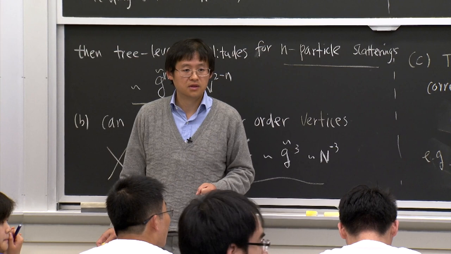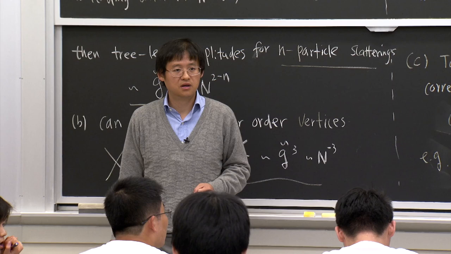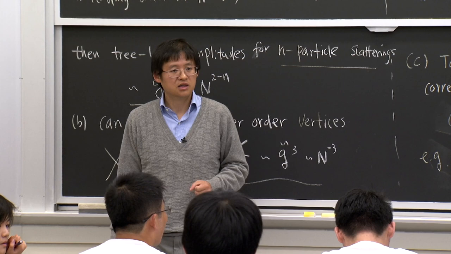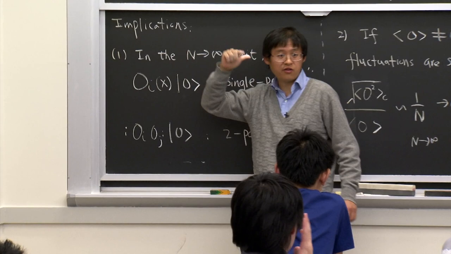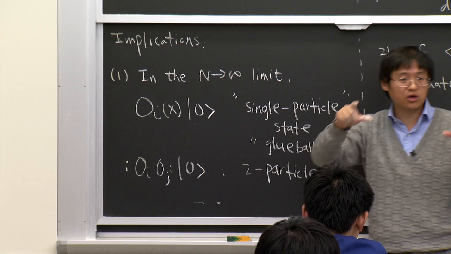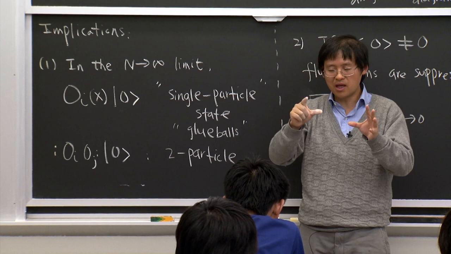Yes? If instead of these operators O, we consider regular creation and annihilation operators, do we still come to the conclusion that all the loop diagrams are suppressed? Yeah, that's a good point. In essence, you can imagine each O_i defines, precisely this statement, an independent creation and annihilation operator.